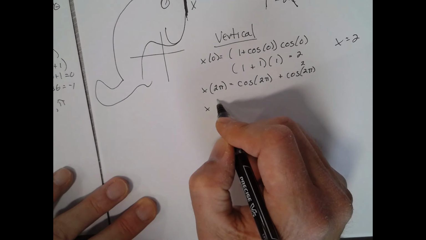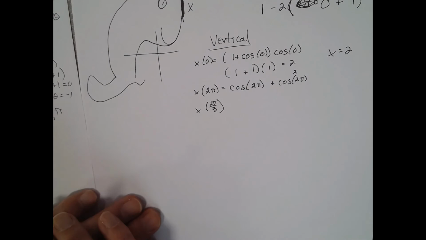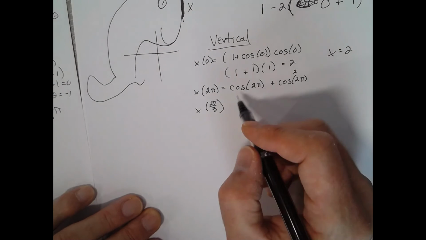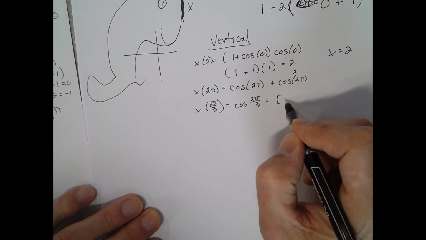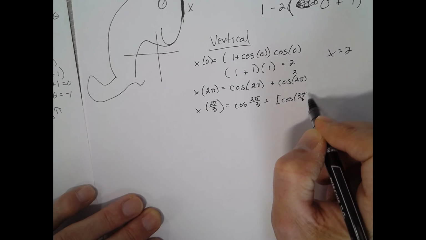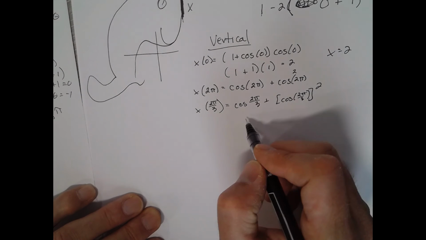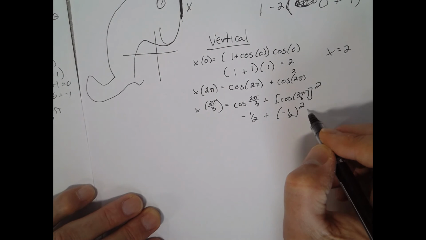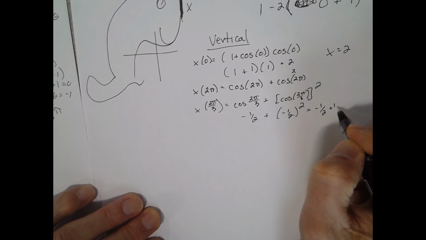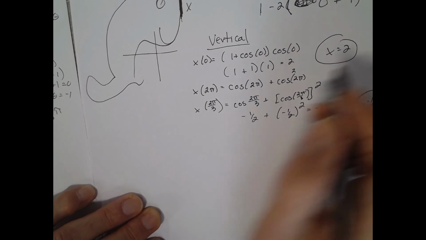Alright, x of 2 pi over 3. Oh, we're 12 minutes into this problem. We're getting there. So I have the cosine of 2 pi over 3 plus the cosine of 2 pi over 3 squared. So the cosine of 2 pi over 3 is negative 1/2. So I get negative 1/2 plus negative 1/2 squared, which is negative 1/2 plus 1/4 gives you negative 1/4. So x equals negative 1/4 is another vertical line.